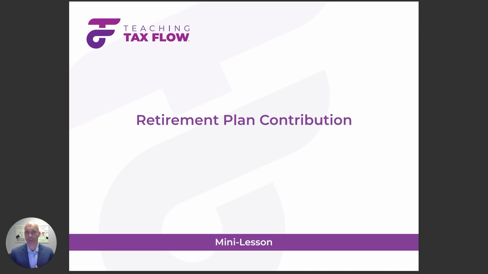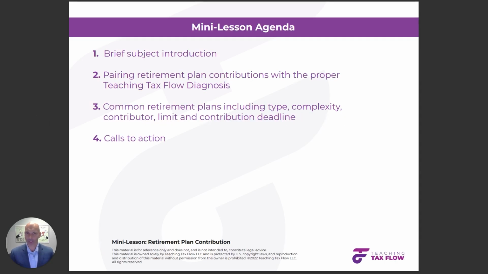So in this mini lesson, we're going to talk about making sure that these retirement plan contributions, meaning you're taking money out of your income and you're putting it into a retirement plan, or you're putting it into an account that is part of a retirement plan. And we're going to talk about different types of retirement plans. And we're going to talk about pairing that with your TTF color-coded diagnosis, because some retirement plans have different types of benefits and attributes and that sort of stuff. So let's just dive in to our agenda.